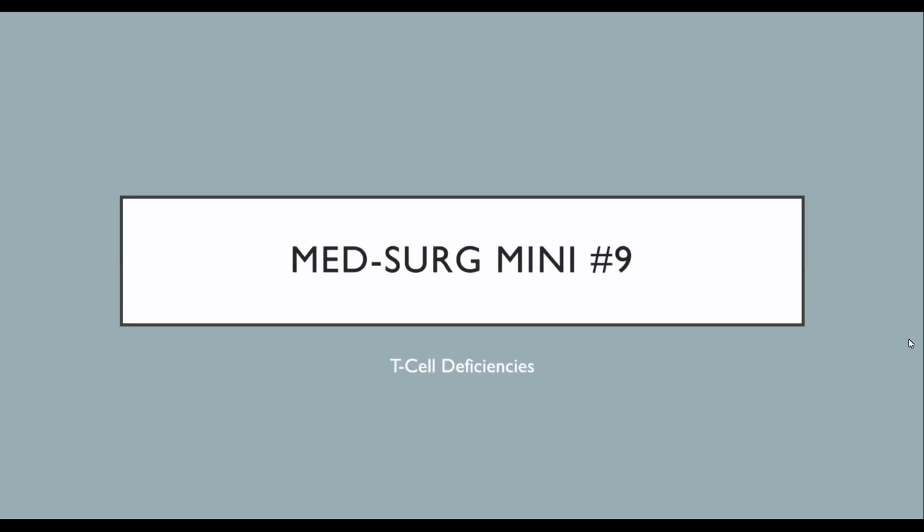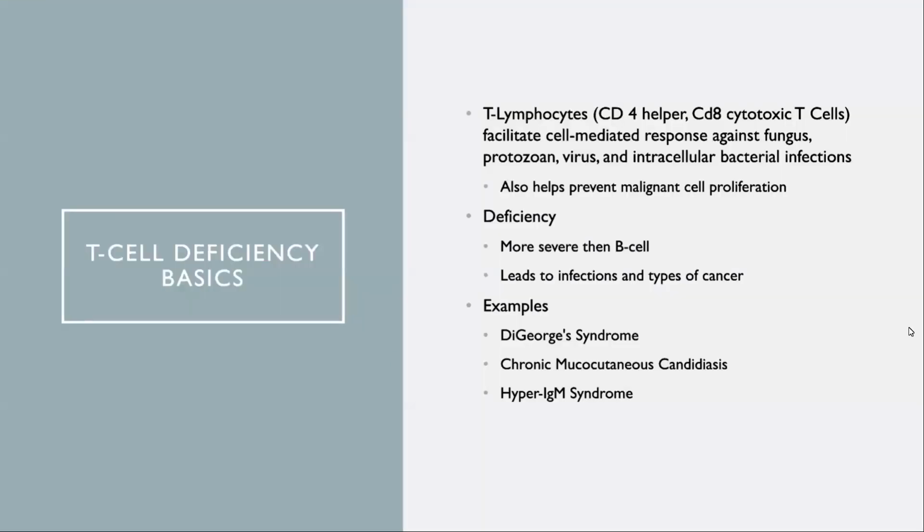Welcome to Med-Surg Mini number 9, where we will talk about T-cell deficiencies. T-cell deficiencies include deficiency of our T lymphocytes, which have CD4 helpers and CD8 cytotoxic T cells. These facilitate cell-mediated responses against fungus, protozoans, viruses, and intracellular bacterial infections. They also help to prevent malignant cell proliferation.